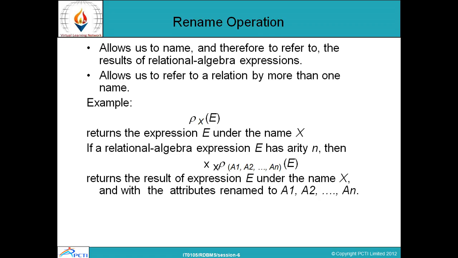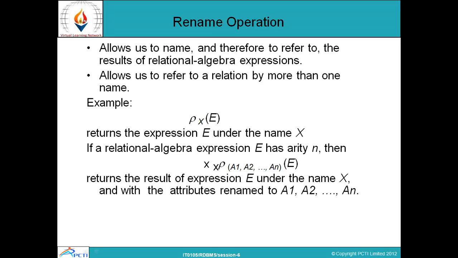Next is the rename operation. The rename operation solves the problem that occurs with naming when performing the Cartesian product of a relation with itself. Suppose we want to find the names of all the customers who live on the same street and in the same city as Smith. Take an example here, Smith, as you can see in the slide in front of you.